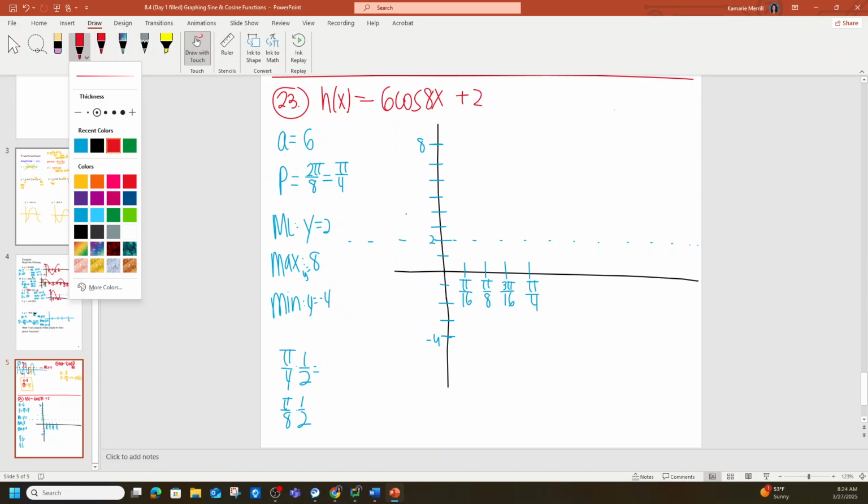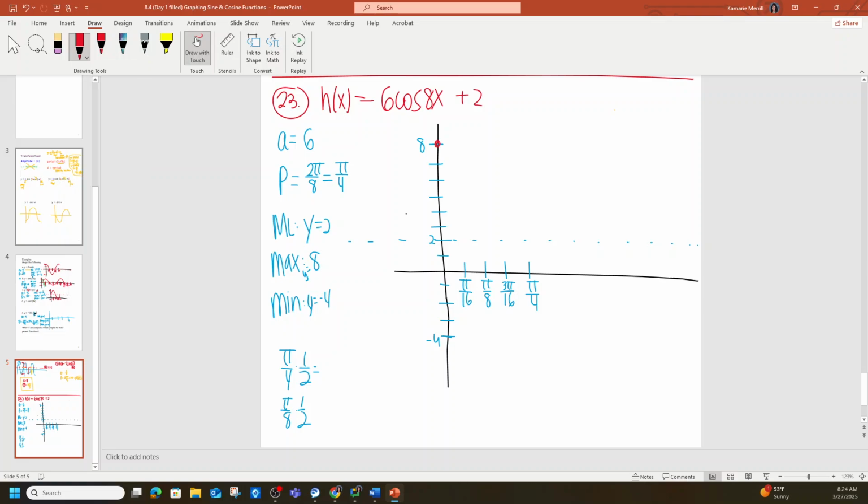Start at 8. Why do you start at 8? Is it a cosine function? It is a cosine function, and it's a positive cosine function. So we would start up at 8. So I'm going to be right here. Okay, what happens at pi 16ths? It should cross the midline. Yep. At pi 16ths, you should be crossing 2.